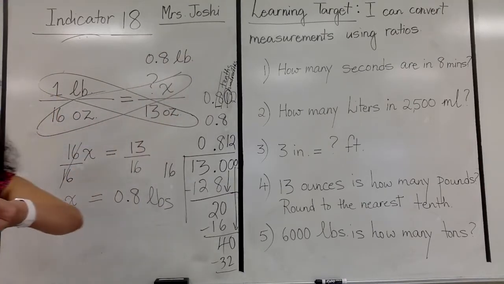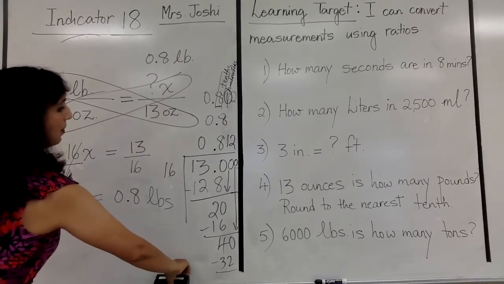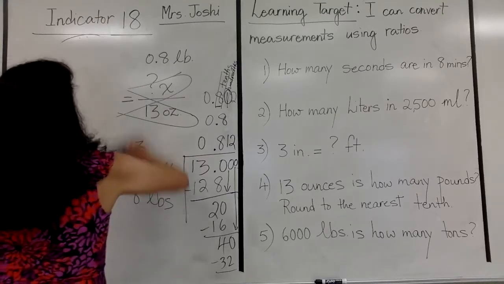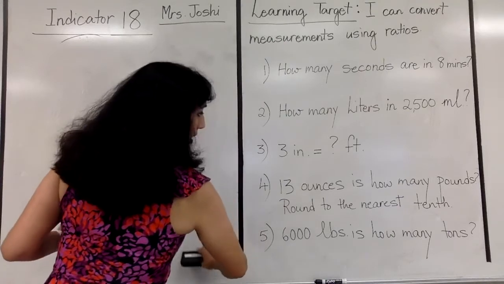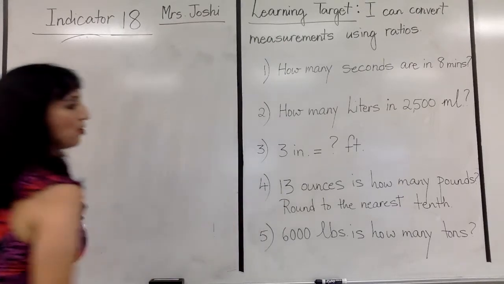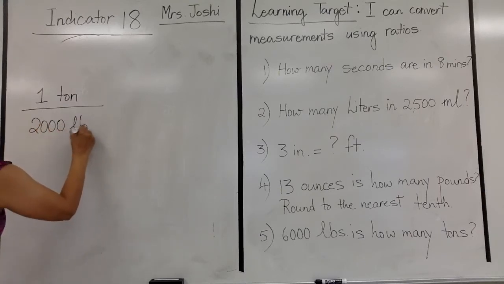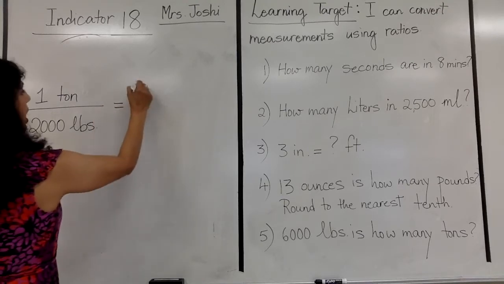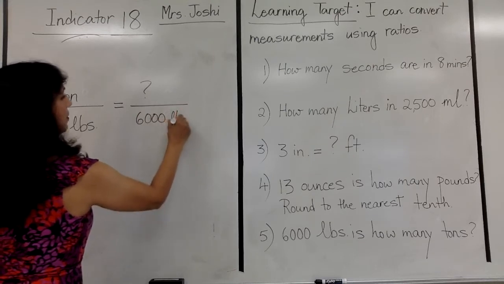Okay, so this is just using your cross product method. Okay, the last problem there, it is saying how many pounds, no, 6,000 pounds is how many tons. So pretty clear cut. 1 ton is 2,000 pounds. Okay, so therefore, how many tons are there in 6,000 pounds?